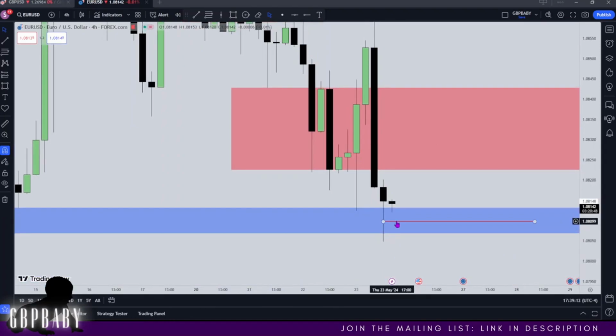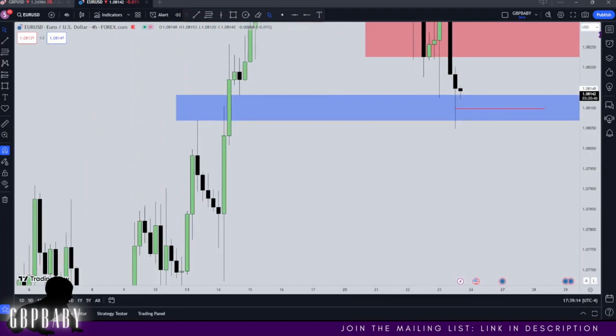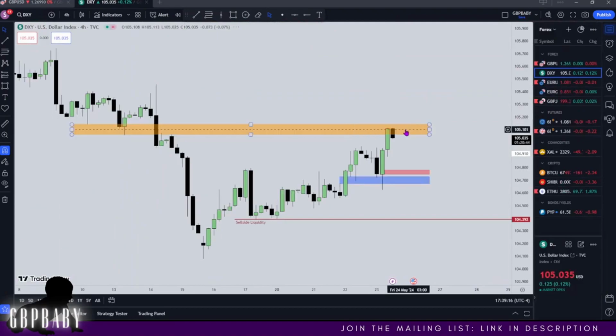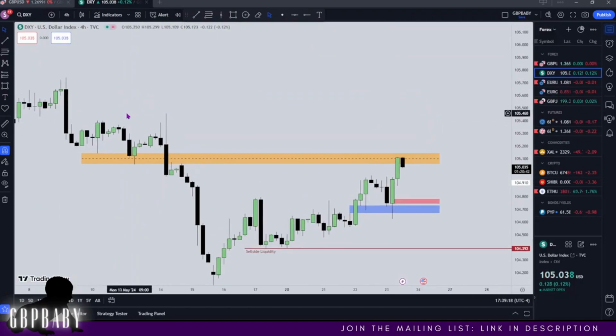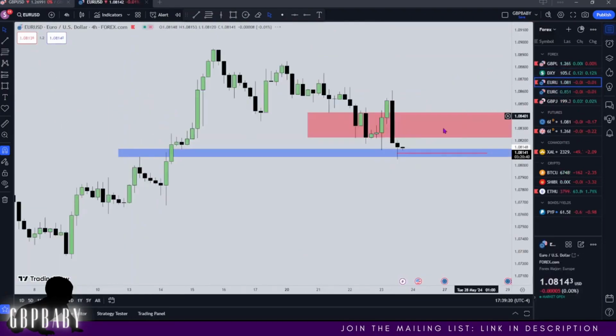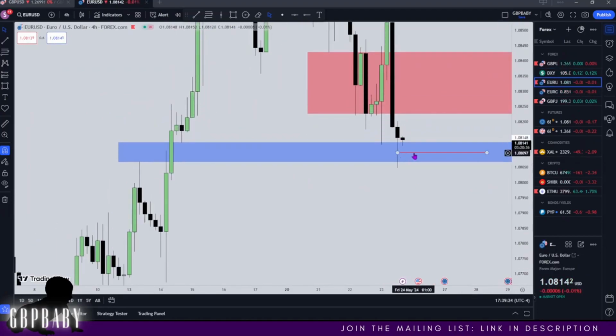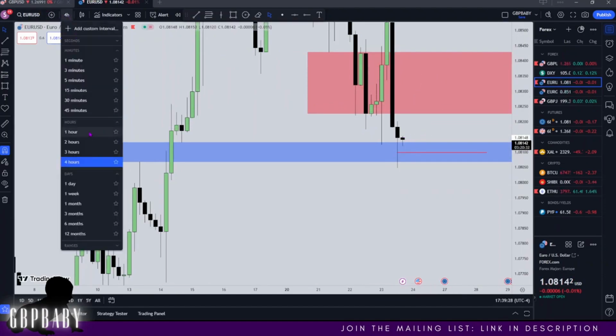If this gets violated, I'm expecting lower prices, and at that point, dollar will likely be trading on higher into these highs, and Euro can start thinking about reaching for this fair value gap down here. But if we stay above it and price respects it, I'm happy to be long and expect this range to get filled. So let's go to the 1 hour.